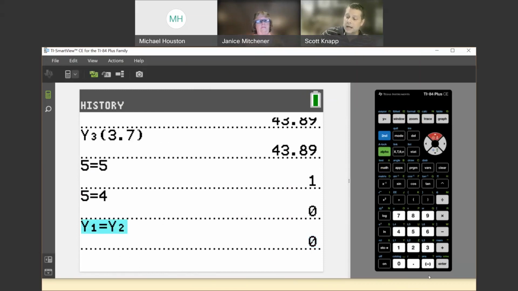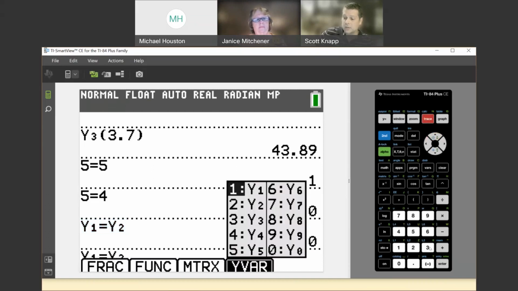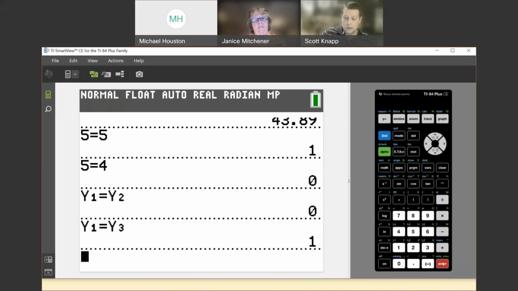And then if I go back again, I'm going to highlight it, copy it down. Is y1 equal to, second trace, or sorry, alpha trace? Is that equal to y3? It's going to output a 1. Okay, and that means that those two are equivalent.